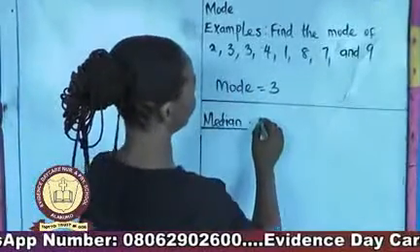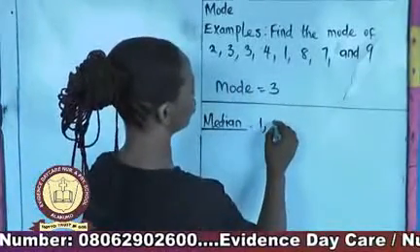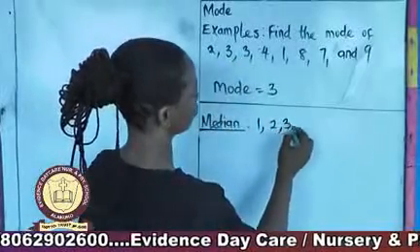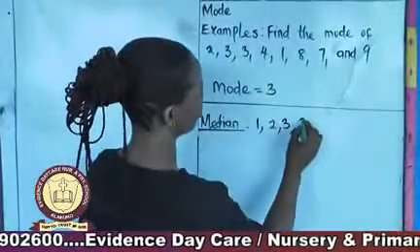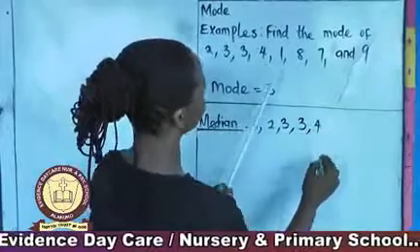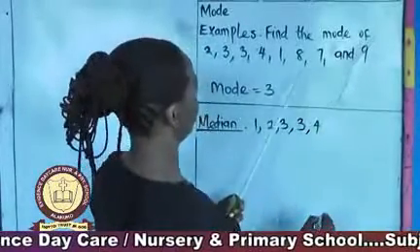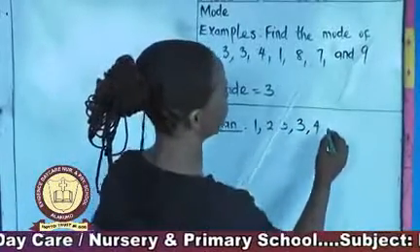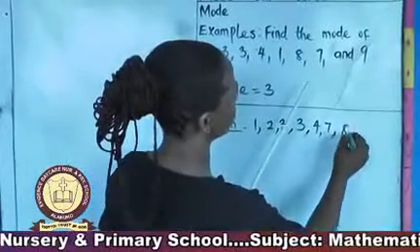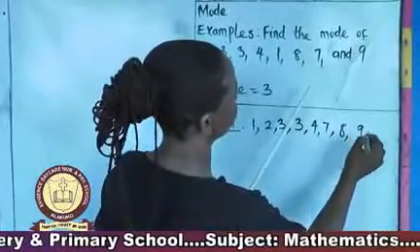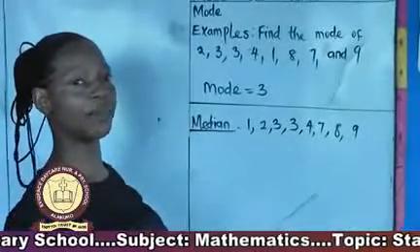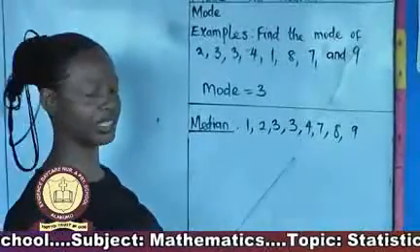Here we have 1, 2, 3, after 3 we have 4, we have 6, 6 is not there, we have 7, we have 8, and the last one is 9. Now look at this set of numbers. The number that appears in the middle is your median.